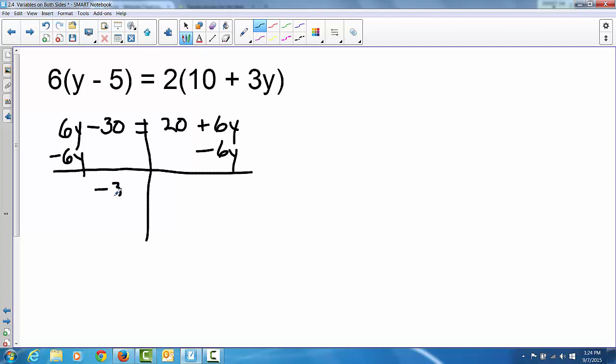That leaves us with -30 equals 20. These cancel each other out. These cancel each other out. And so you've got -30 equals 20 is an untrue statement, and so we have no solution.